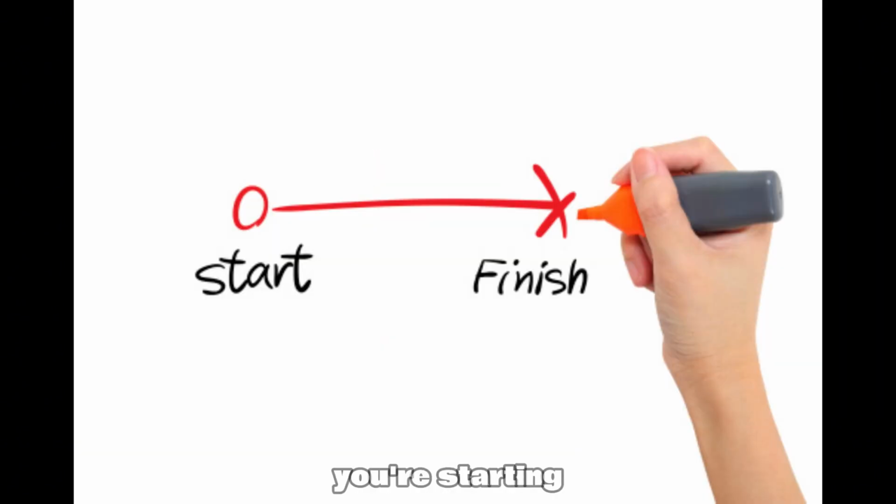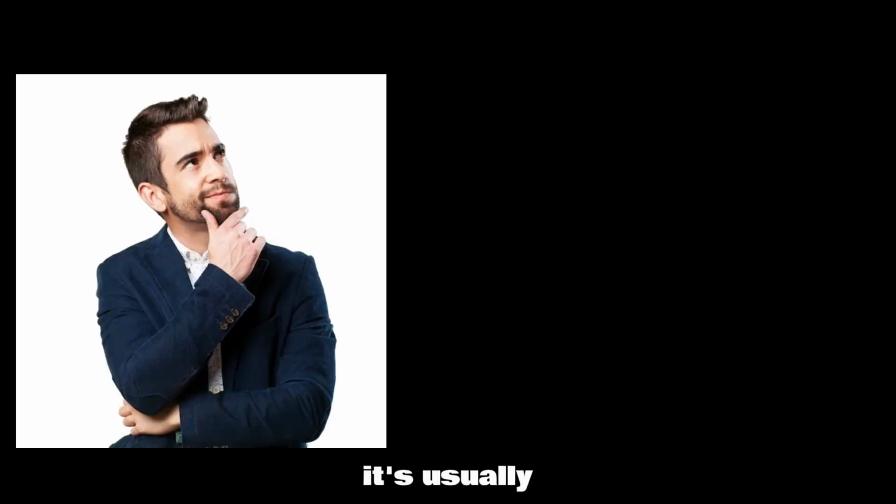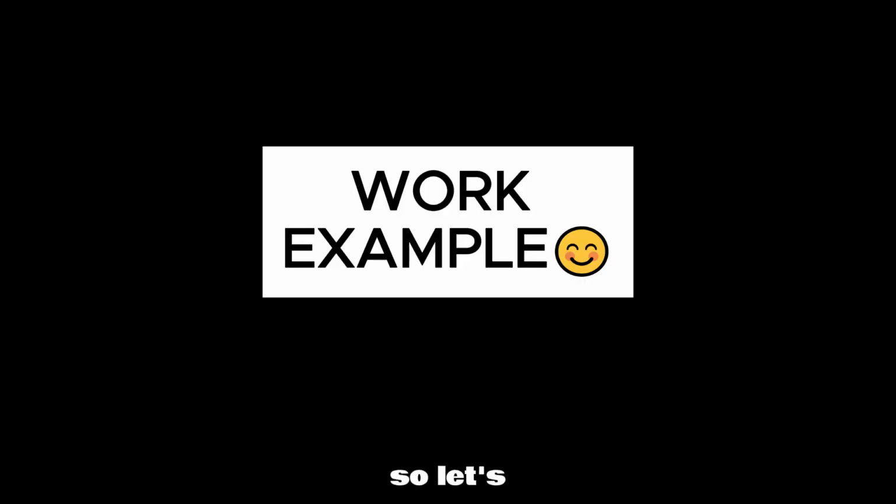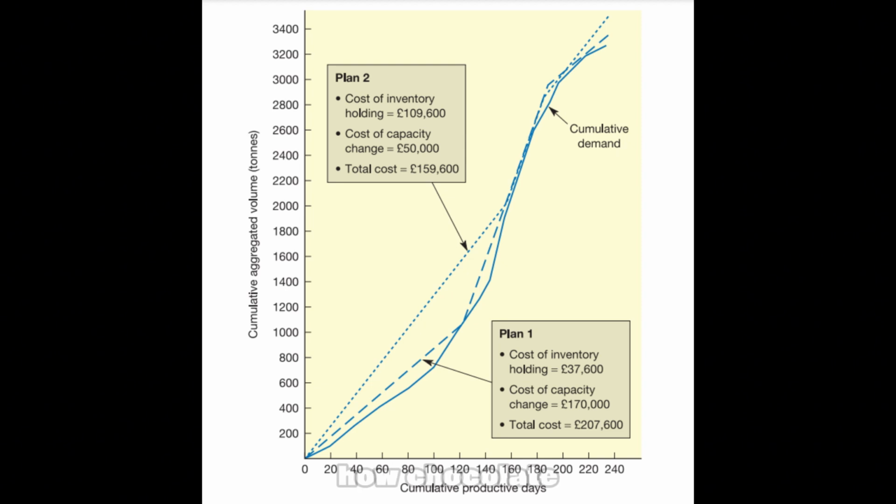The cost of the change also depends on where you're starting from and where you are going. So it's usually cheaper to change capacity towards what is considered normal than away from it. Okay? So let's have a worked example. Let's take a closer look at how a chocolate manufacturer plans to adjust its production strategy.